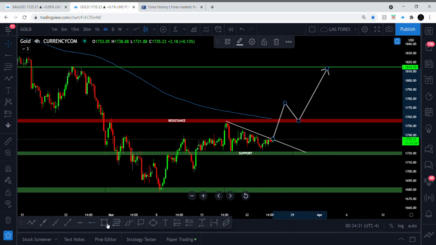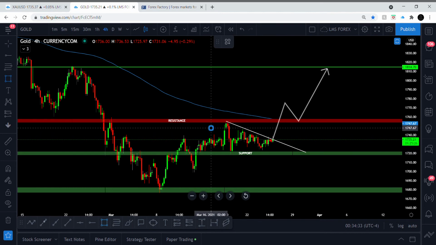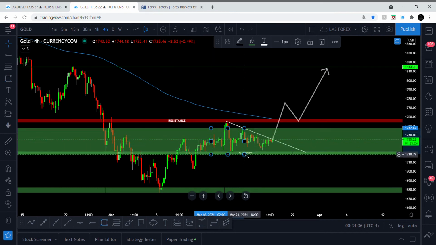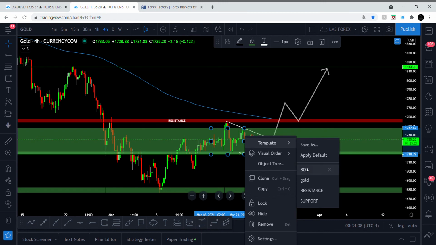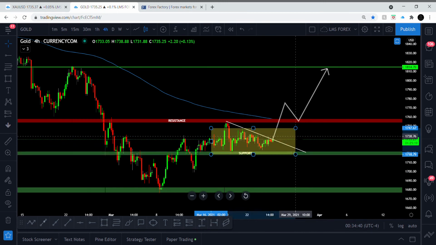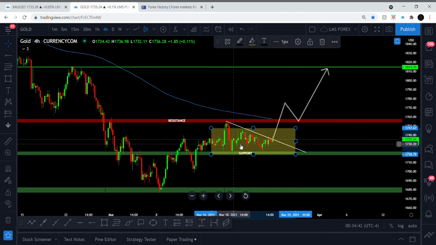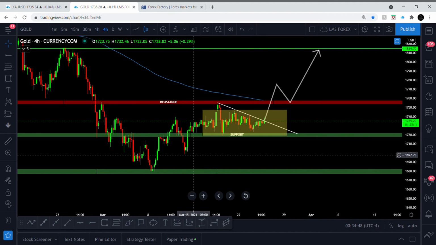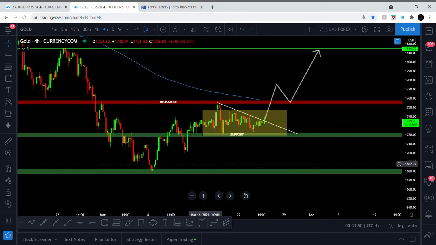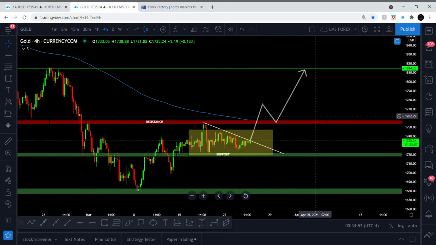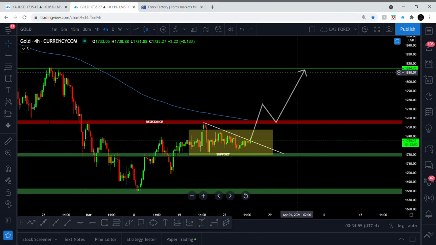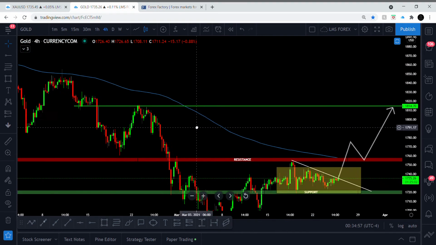Right now we're ranging in this area. We need to get out of this range. This price is ranging in this area, and we need to get out of this range for us to see exactly where the market is going. If it breaks to the downside, then we know that we're more than likely going to come and test the 1680. If it breaks to the upside, we know that it's going to go to the 1810, 1815, 20, somewhere there.